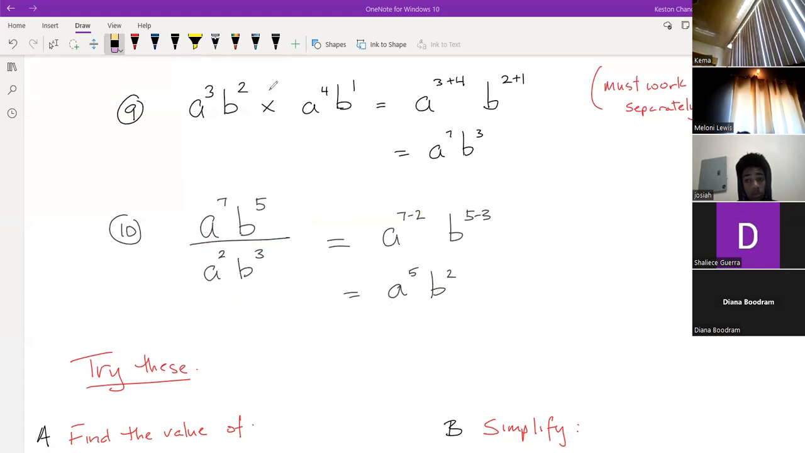With the multiplication, if we have letters joined together like this, you work them out individually. So you look at the a's. These two bases are the same, a and a. So we can add those powers. 3 plus 4 is going to give me a to the power of 7. And then the b's, we do them separately, b to the power of 2 and b to the power of 1. Same base, so we can add those two. 2 plus 1 is 3. So I get a to the power of 7, b to the power of 3. And we know we could just join those together when we're doing algebra.